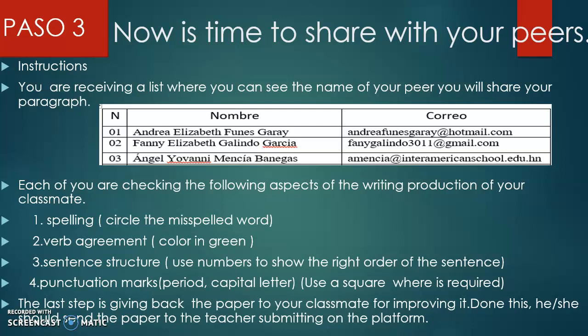Number 3, sentence structure. Use numbers to show the right order of the sentence, because you have to remember that a sentence in English has a specific order. Punctuation marks. Also, you have to pay attention to the use of a period at the end of the sentences. You have to pay attention to capital letters when we use proper nouns. Also, you can use a square where it's required. And the last step you have to follow is giving the paper back to your classmate for improving it. Once this is done, he or she should send the paper to the teacher by submitting it on the platform.